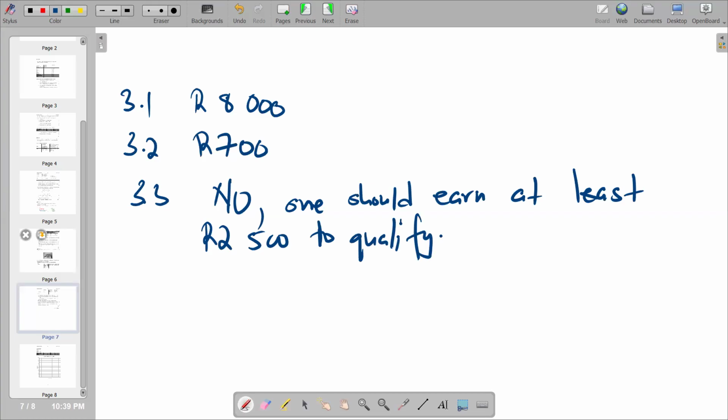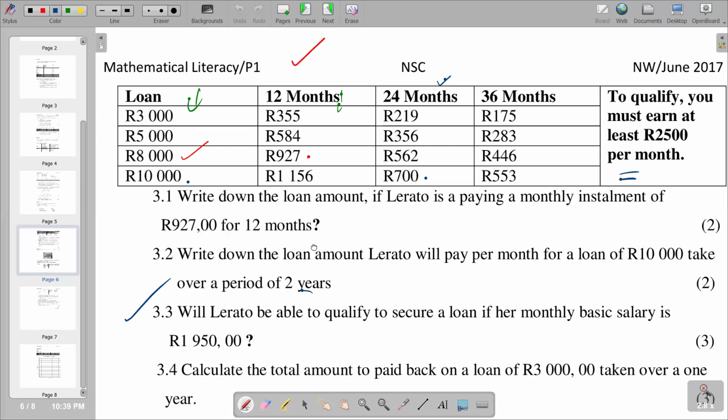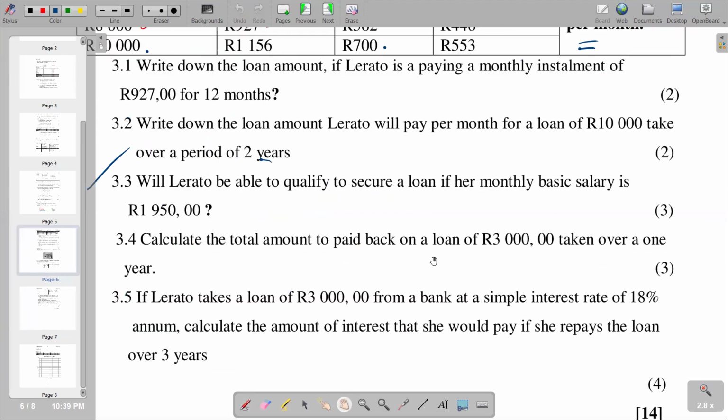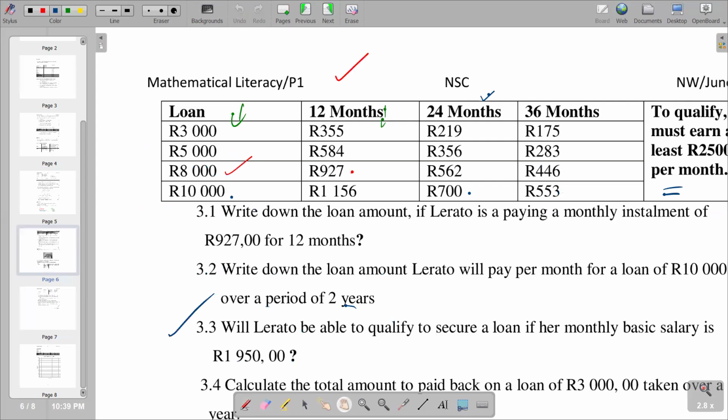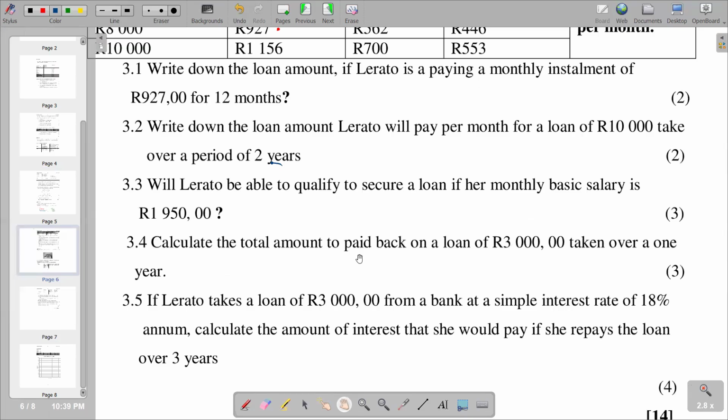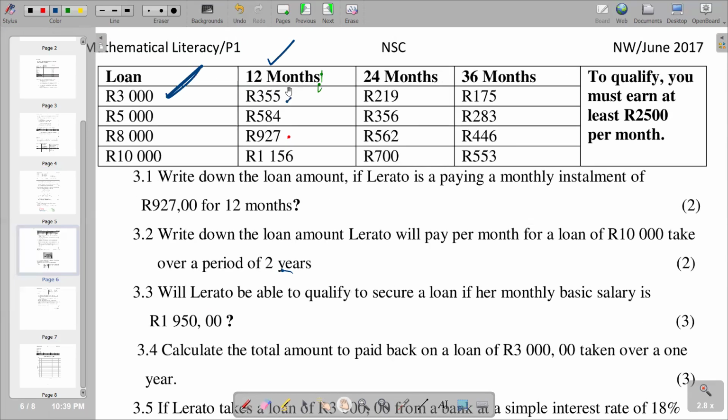So move on to the next part of our question, whereby we now have 3.4. So 3.4 is calculate the total amount to be paid on a loan of 3,000 rands taken over 1 year. So we can refer to the information that we have. So we see that 3,000 rands taken, 3,000 is here, taken over 1 year. 1 year is 12 months. So we see that we have got 355 rands per month. But the question requires us to calculate the total amount to be paid. So obviously, if you are paying 355 per month, it means for 12 months, you're going to say your 355 that we have times 12.